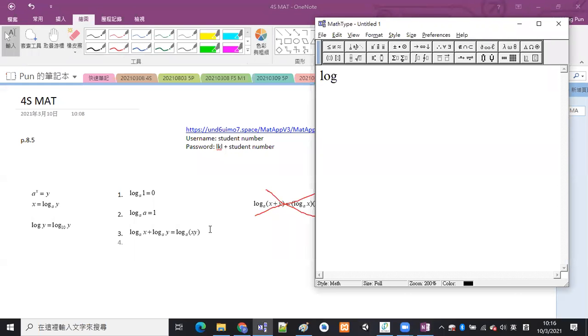So the fourth one is about subtraction. Log x minus log y becomes log x over y. Or in the reverse direction, if we have log x over y, then we can expand it to be log x minus log y with the same base for all the logs.